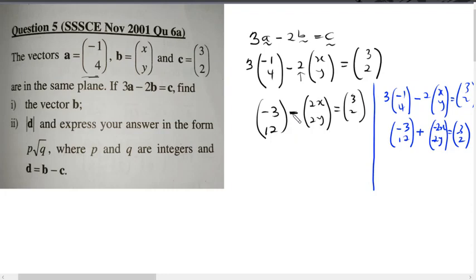So here we will have negative 3 minus 2x equals 3. So that is the first equation, and we can make x the subject. If we leave negative 2x on the left, we have 3 here. We add 3 to both sides, or we send this negative 3 to the right, we have positive 3. So that is going to be negative 2x equals 6. You divide both sides by negative 2, and then you get x to be negative 3.